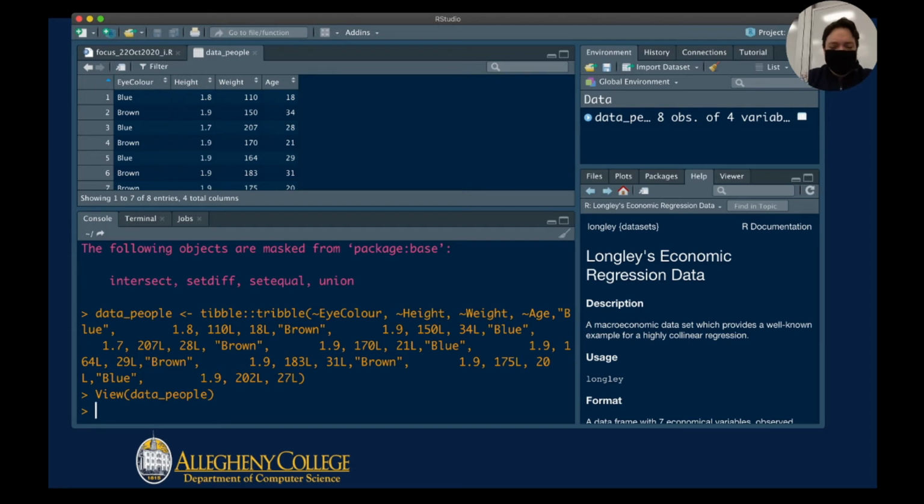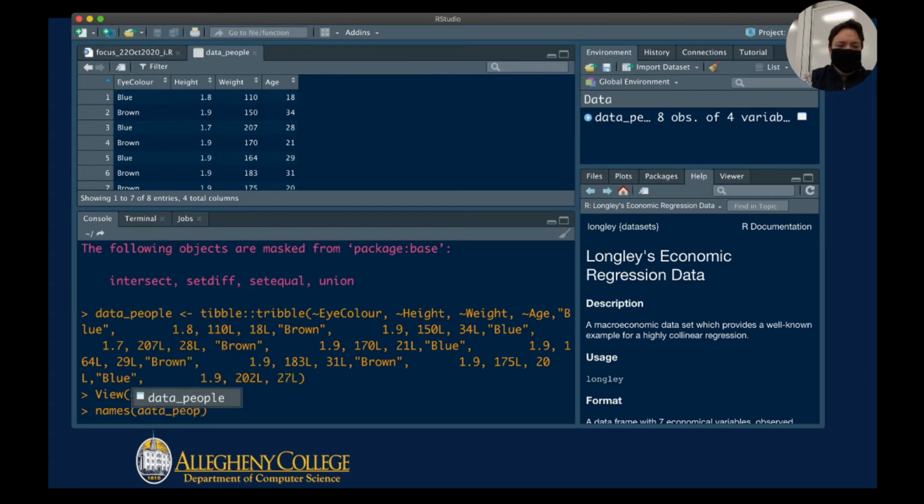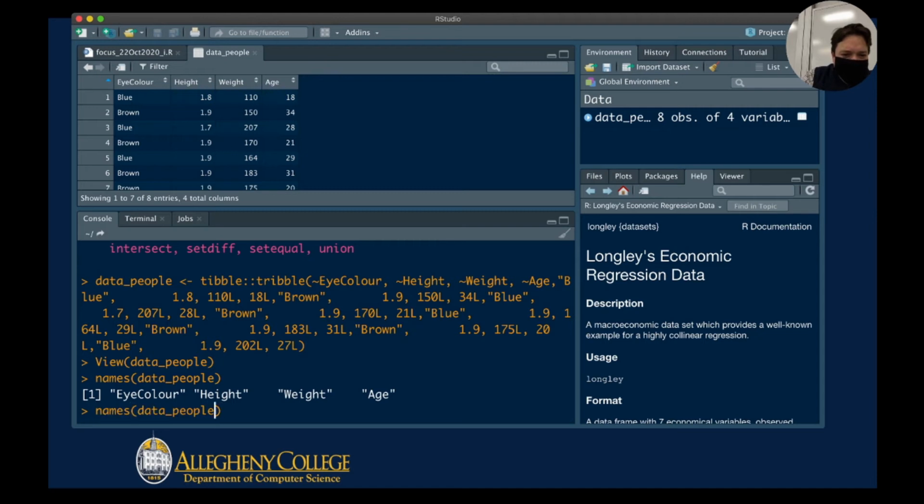Now, if I type in, for instance, names, data people, well, I guess you can see what the columns are here. So if you needed to get to those columns, you could do that without having to go through and look at this table. But now what we're going to do is come back to the slides with me.